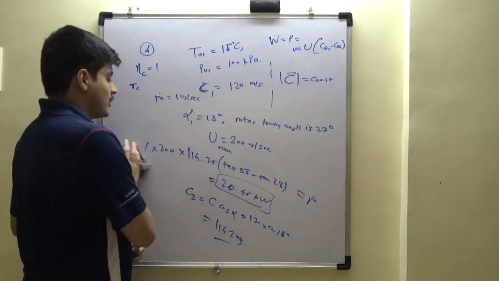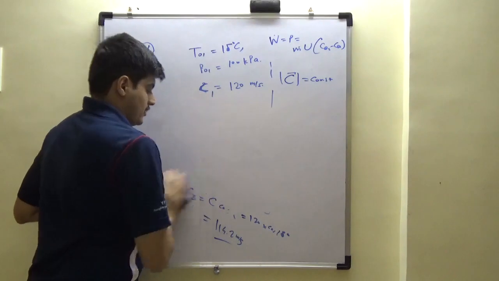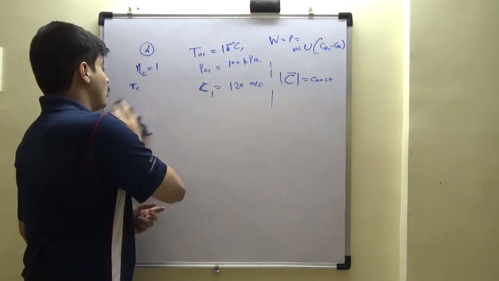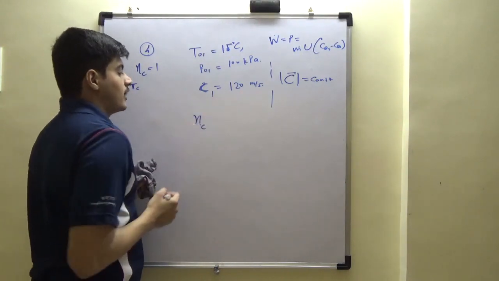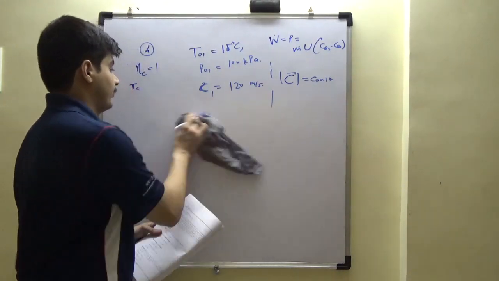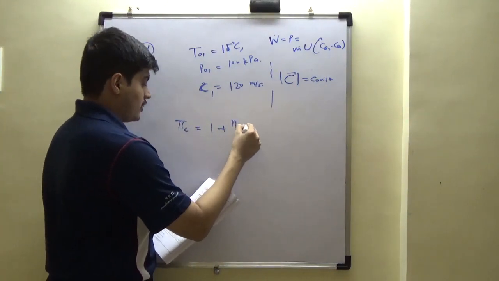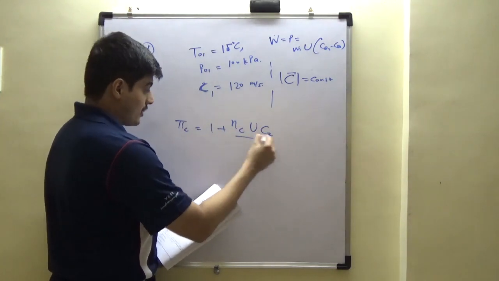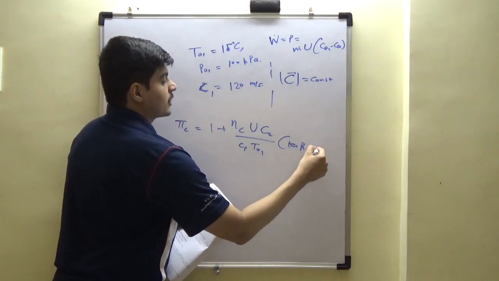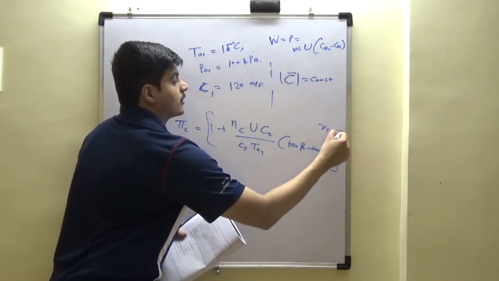Now, such a question, you should never get confused as to what did I learn, what did I forget. You have to attempt it very, very calmly. We know that eta c and pi c are related in a very, very simple way. What is the relation? Pi c is 1 plus eta c u cz upon cp t01 tan beta 1 minus tan beta 2 whole raised to gamma by gamma minus 1.